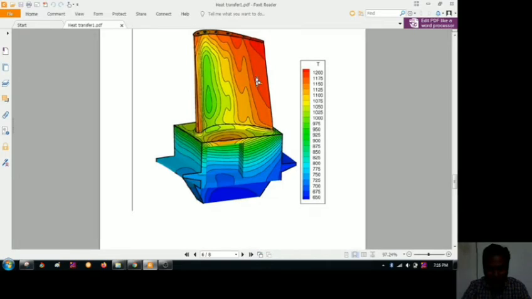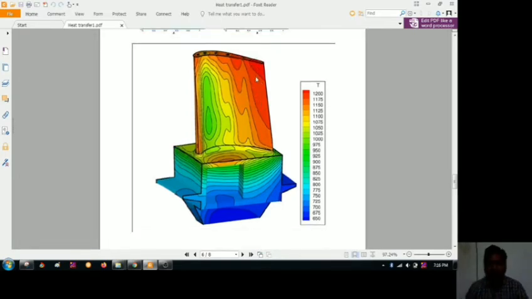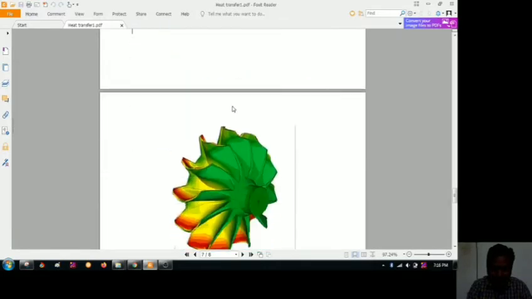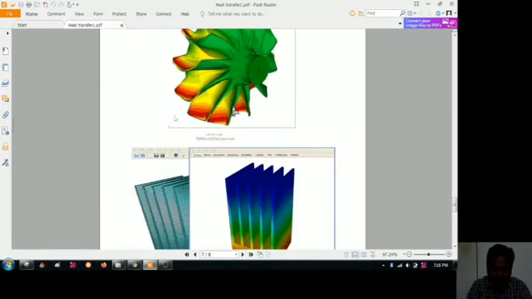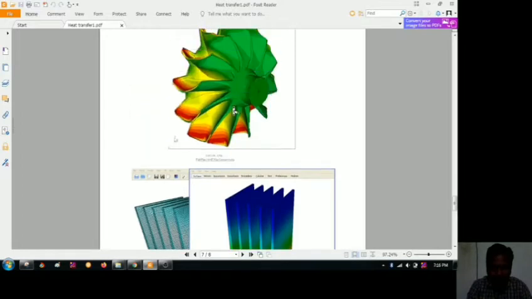So coming back to the aerospace applications, you can see here the range of temperature, which is probably in terms of Celsius. So you can see here the temperature distribution in the turbine blades, and also the impeller, and various applications are there in this topic.